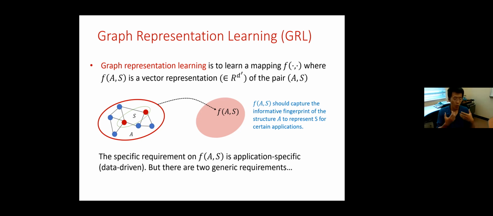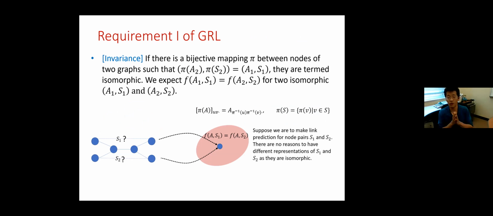Okay, but we actually may expect two generic requirements on the representation that we want to learn. Okay, what are these two requirements? The first requirement of this representation is that we want it to be invariant. So what do I mean by invariance here? Basically, for two tuples, (A1, S1) and (A2, S2), if you can find a bijective mapping between the node sets of these two graphs that makes these two tuples the same as each other, we call these two tuples isomorphic.